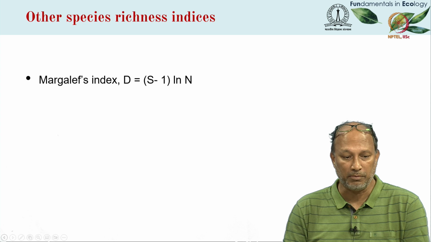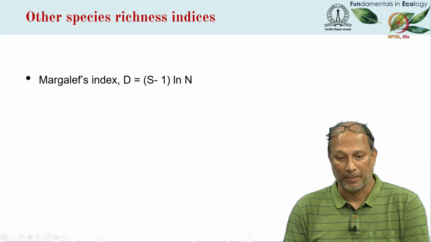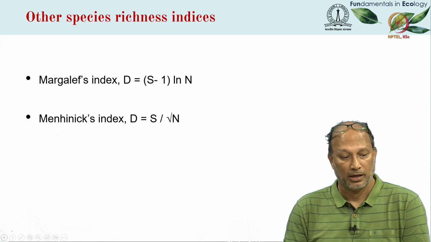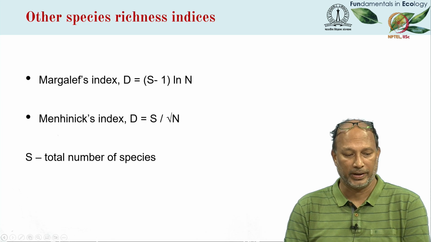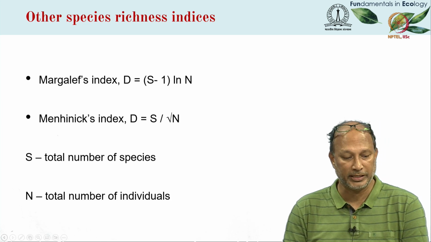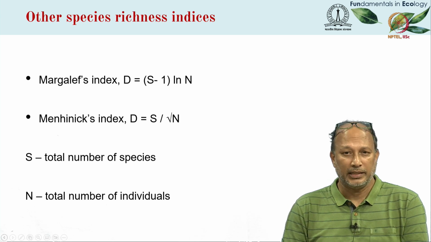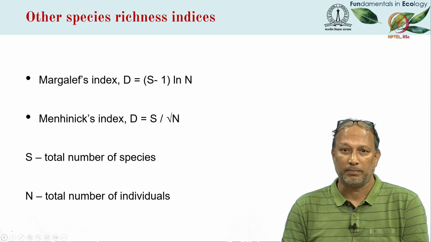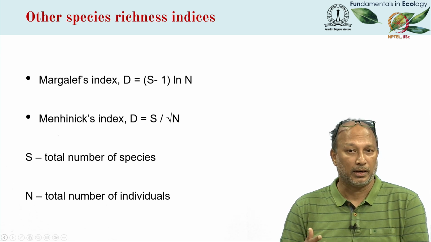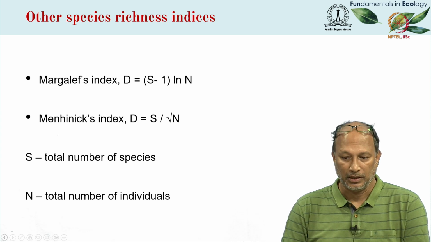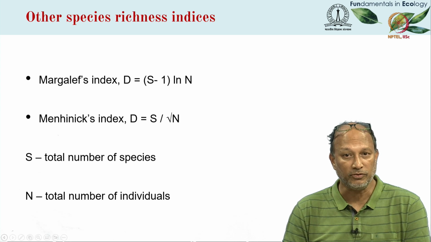other indices have been used as well. Margalef's index D, which is the number of species minus 1 divided by the log of the number of individuals. Menhinick's index, which is S by root of n, where in both of these cases S is the total number of species and n is the total number of individuals. Historically, these indices were used because ecologists wanted to incorporate both richness and abundance, but none of these overcomes the problem of differences in the relative abundance of different species.